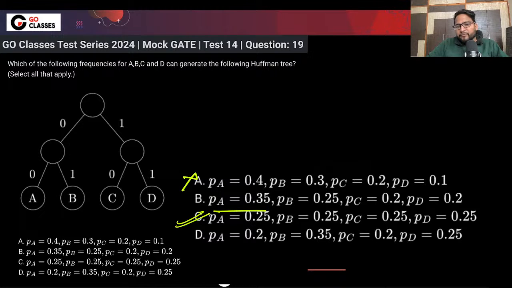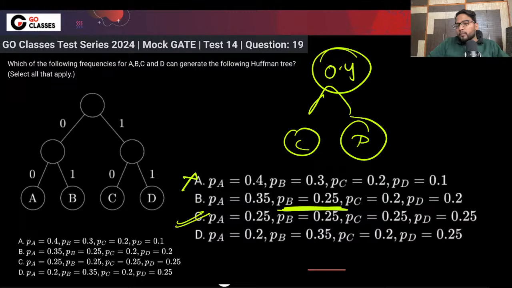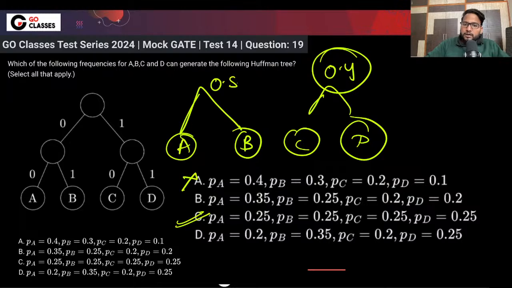Now let's just check this B. This B is saying you will combine 0.2 and 0.2, right? So which means you will combine C and D, and then this is 0.4. And then you will combine 0.25 and 0.35, because this is 0.4, you won't combine this. So A and B you will combine, which is 0.25 and 0.35, which is 0.45, right? Okay, there might be D also. So sorry, 0.55. Okay, the total frequency seems not to be 1, right?